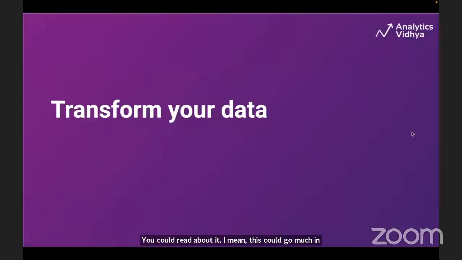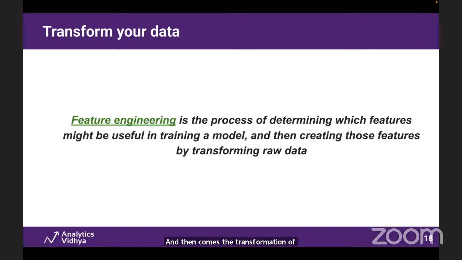And then comes the transformation of data. I know we are running short on time, so I'm just being quick as well. When we are transforming the data, the key step that comes is feature engineering. Feature engineering is basically the process of determining which features might be useful in training the model and then creating those features by transforming the raw data.